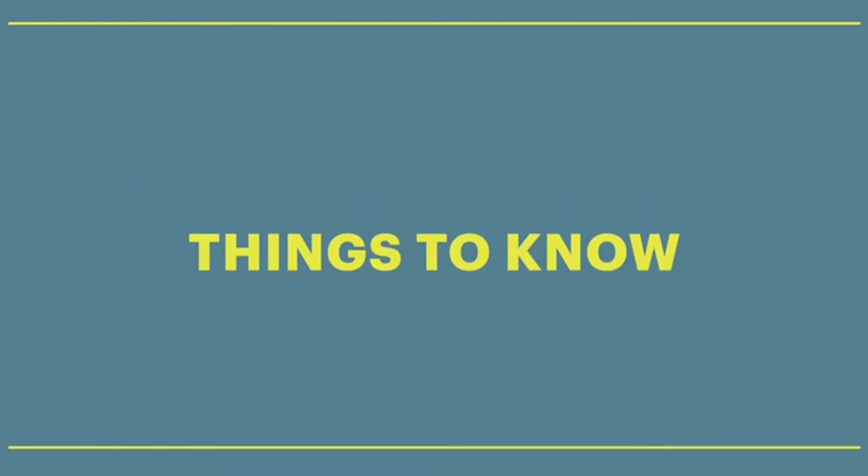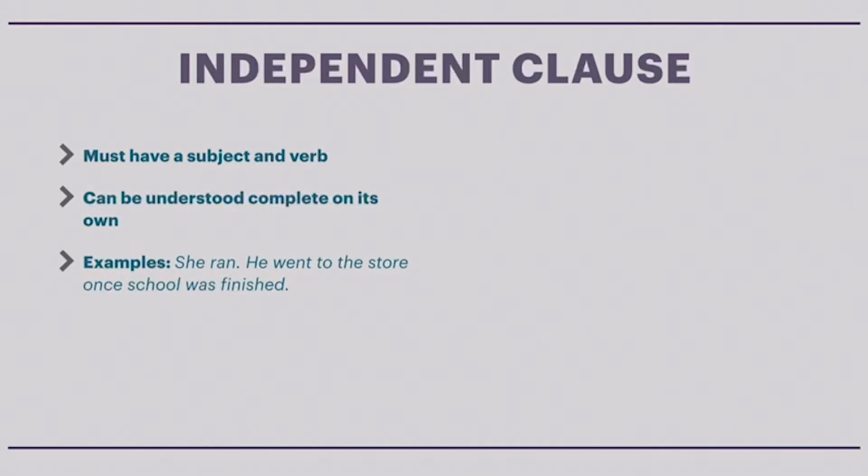First of all, there are a few things that you do need to know before we get started, a few vocabulary terms. The first you may have heard before is an independent clause. Now, sometimes we refer to this also as a complete sentence. Now, with an independent clause, you must have a subject and a verb. That's crucial. You have to have both of them there.